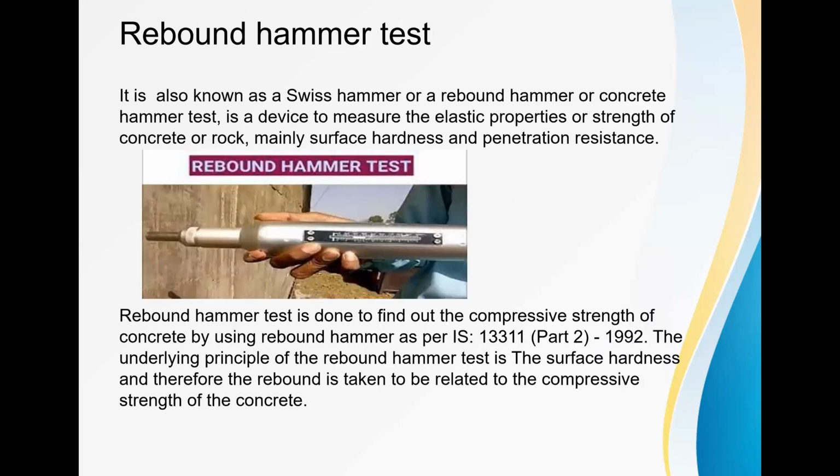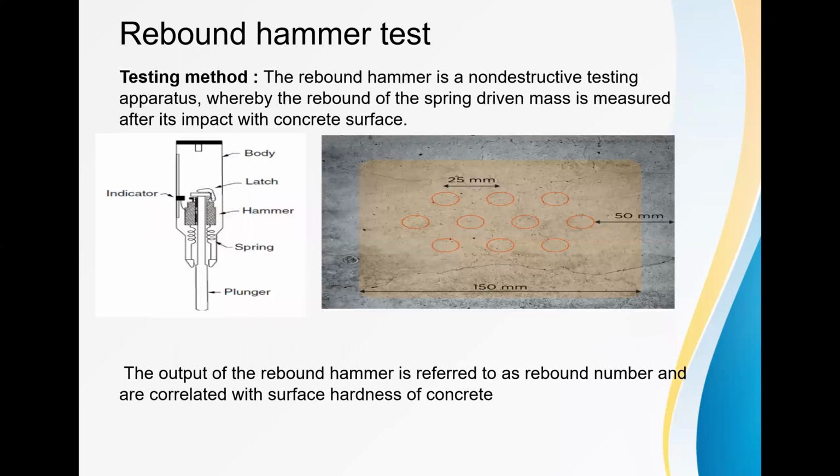In non-destructive testing, one more important test is the rebound hammer test. It is also known as the Swiss hammer or concrete hammer test. It is a device to measure the elastic properties or strength of concrete, mainly surface hardness and penetration resistance. The rebound hammer test is done to measure the compressive strength of an existing building. The underlying principle of the rebound hammer test is the surface hardness, from which we check the strength of the particular area.